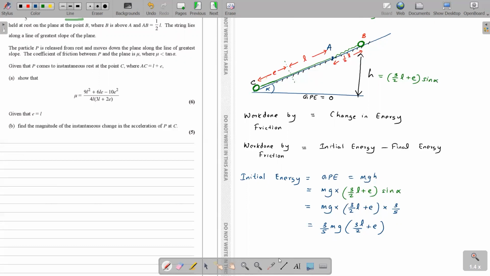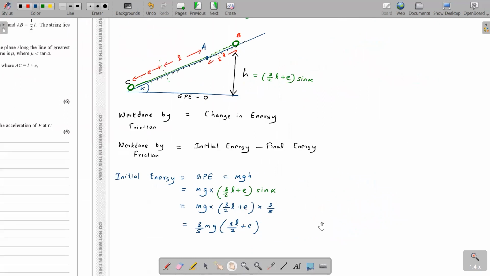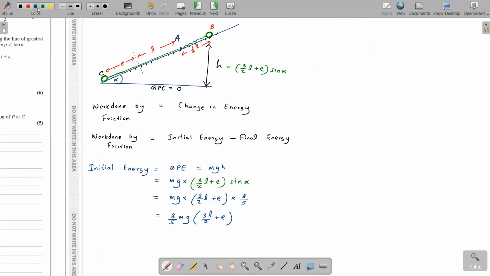Now let's go for the final energy. Where do we have the final energy? At the point C. What do we have at point C? Do we have kinetic energy? It comes to this point and comes to rest, so there's no kinetic energy. Do we have gravitational potential energy? No, it's at the GPE 0 level.